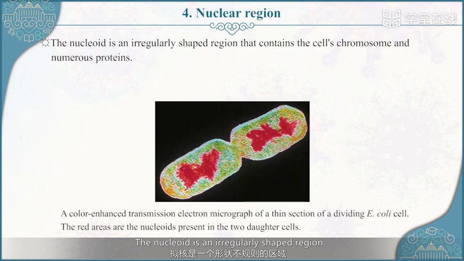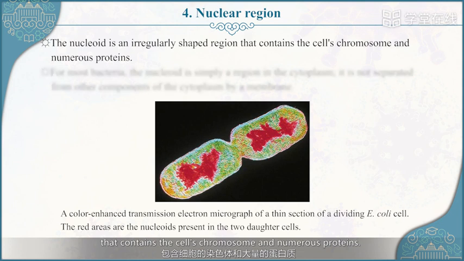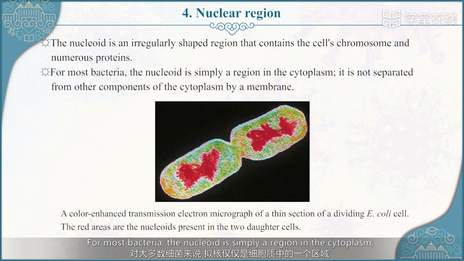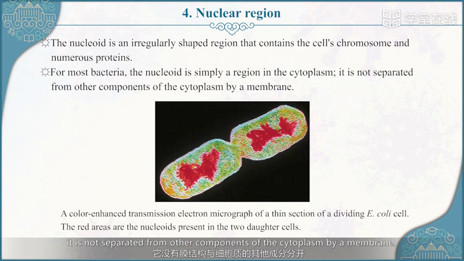The nucleoid is an irregularly shaped region that contains the cell's chromosome and numerous proteins. For most bacteria, the nucleoid is simply a region in the cytoplasm. It is not separated from other components of the cytoplasm by a membrane.